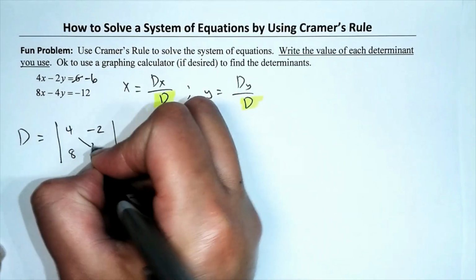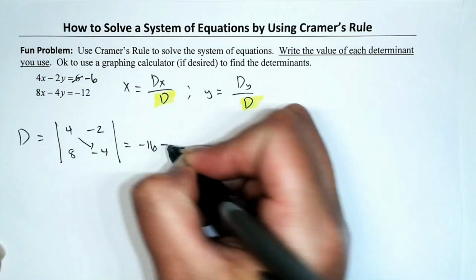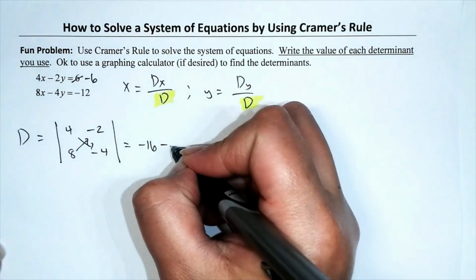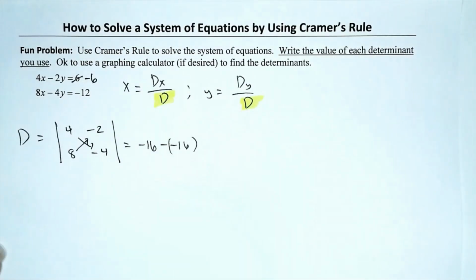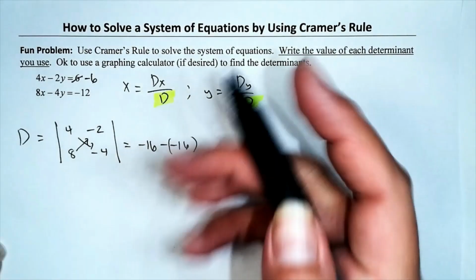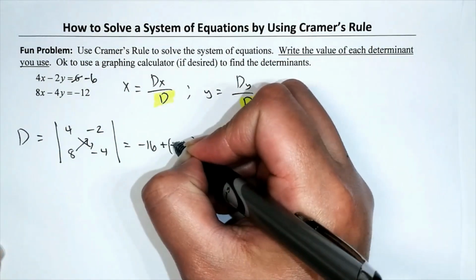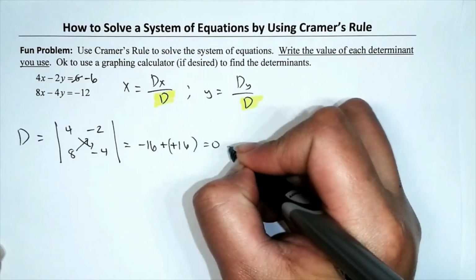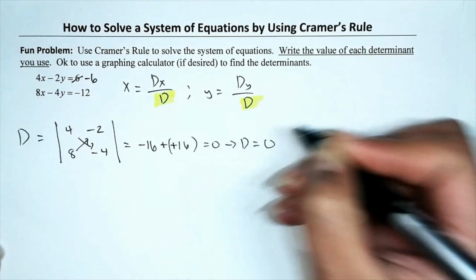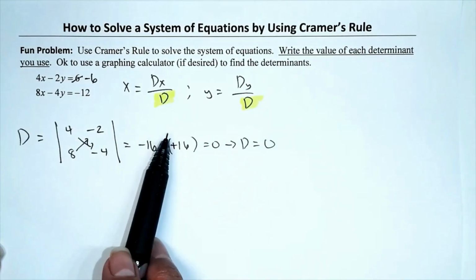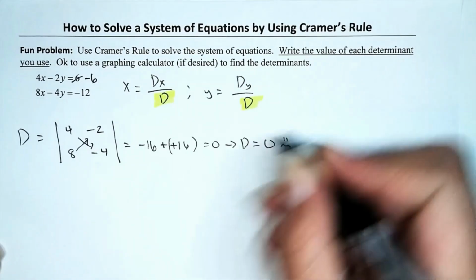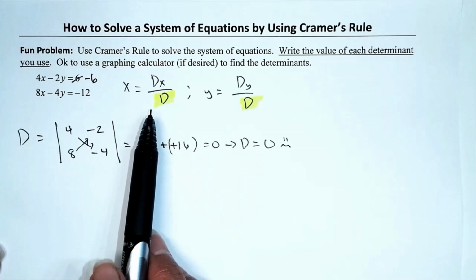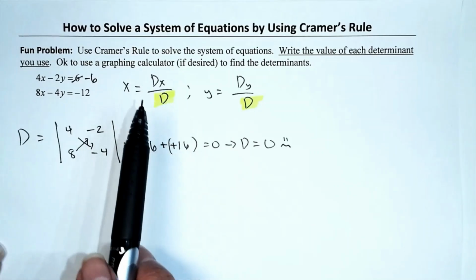First cross product, that will give us -16, and we're going to subtract from it the other cross product, which is also -16. The difference of -16 and itself gives us 0, and that makes me really sad. Why? Because division by 0 is not defined. So in this case, because the determinant is 0, we can't use this technique, because we don't want the quotient to be undefined.